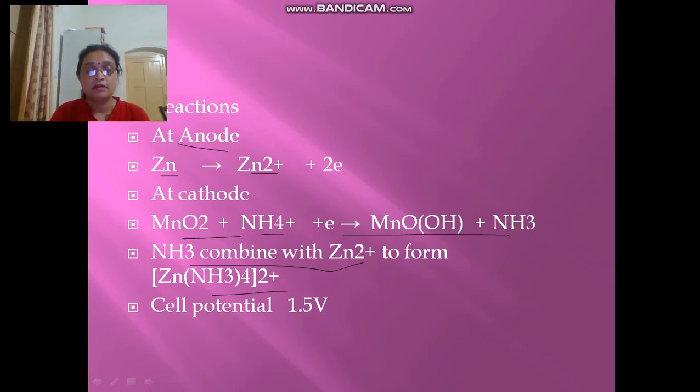This is, yeah, or we can say the cell is over. Why is it over? Because slowly the zinc is converting into Zn2+, and NH3 is also being consumed to form this complex. This complex is formed, so it cannot be used again.